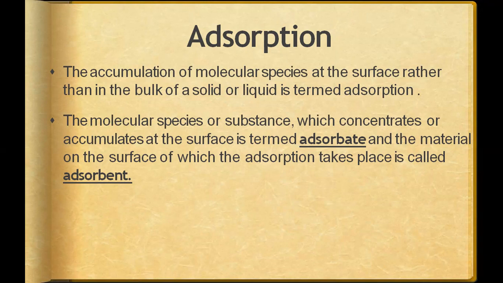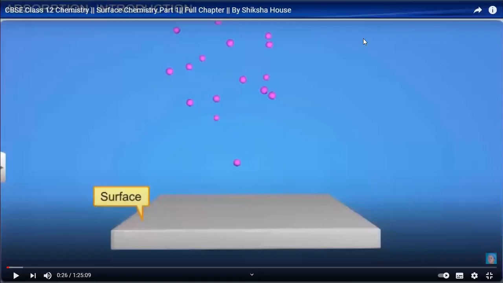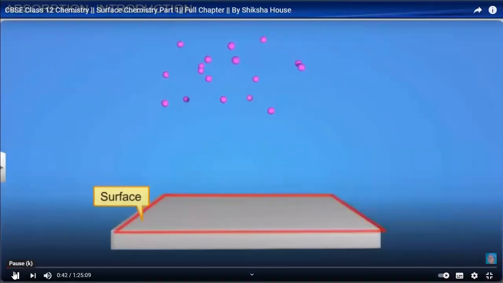The accumulation of molecular species at the surface rather than in the bulk or interface of the solid or liquid is termed adsorption. Alright, let me show you how this happens. In surface chemistry, all the reactions take place at the surface. You can term this as the branch of chemistry that deals with phenomena that exist on the surface or interface. So it happens between the two bulk surfaces, right?